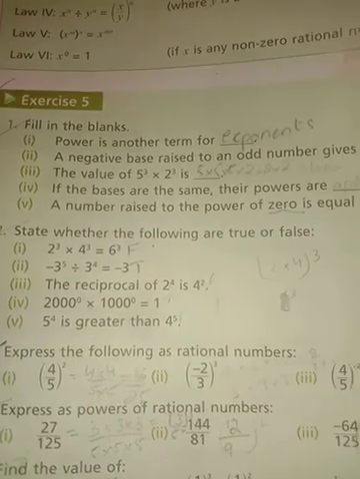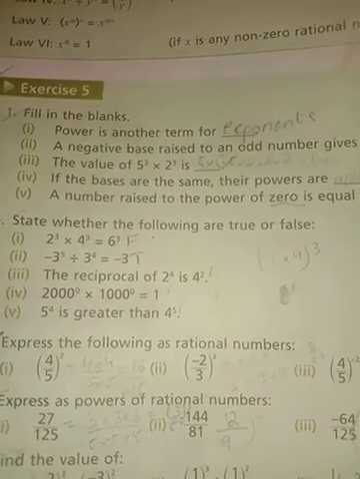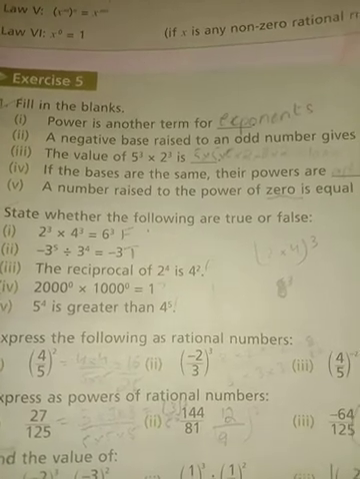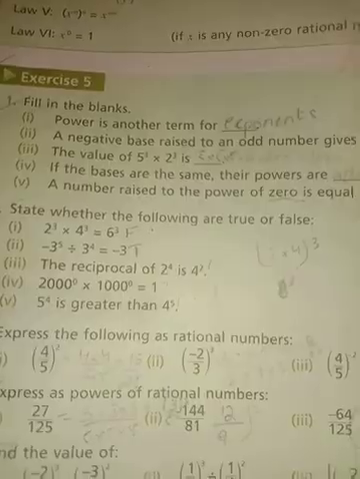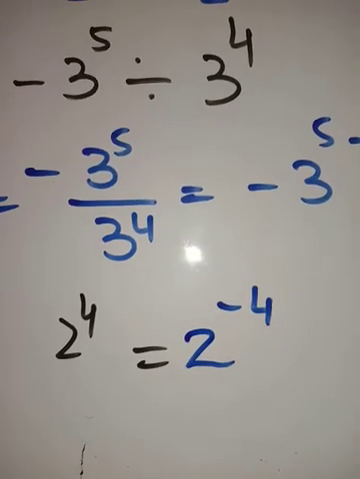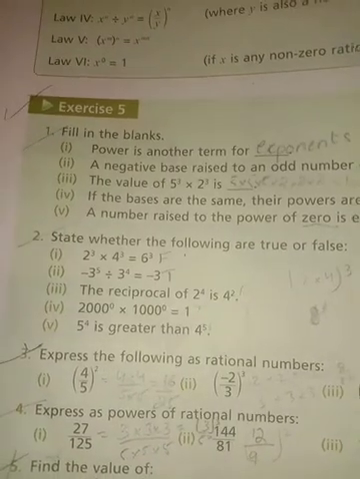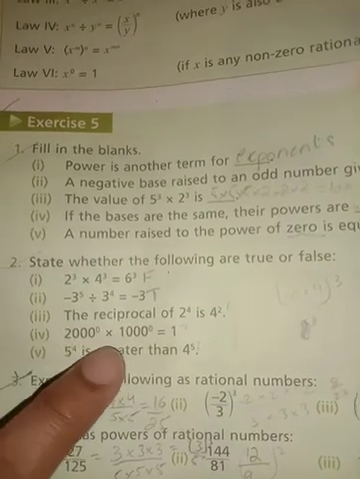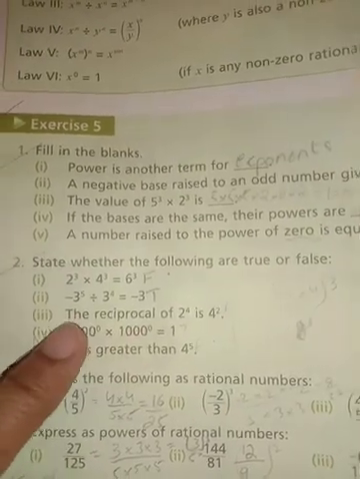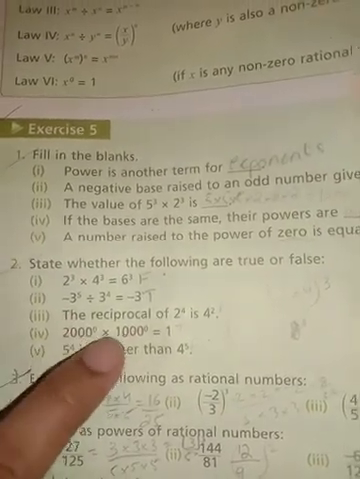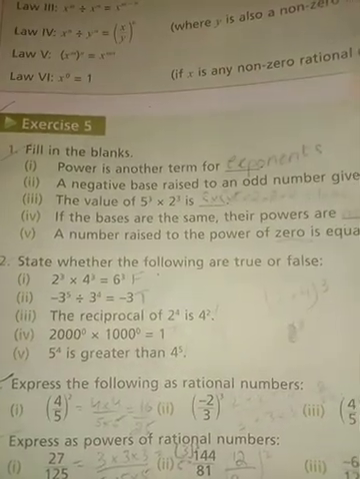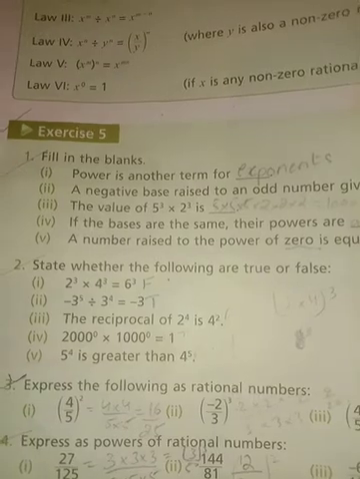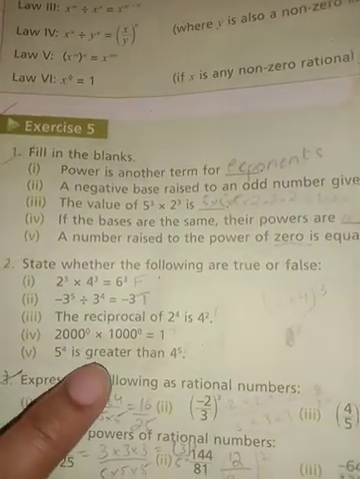Third is, the reciprocal of 2 raised to power 4 is 4 squared. Not at all. The reciprocal of 2 raised to power 4 is 2 raised to power minus 4. Like this. Next is 2000 raised to power 0 multiplied with 1000 raised to power 0. 2000 raised to power 0, 1. Multiply by 1. Answer will be 1. Is it true? It is true. Write T here.